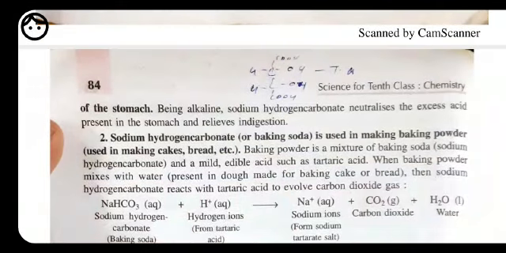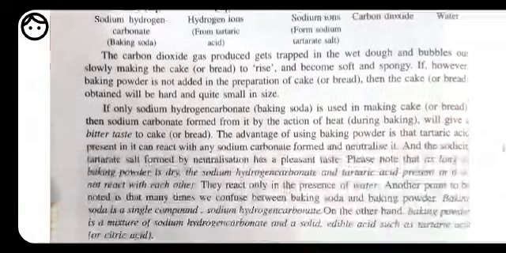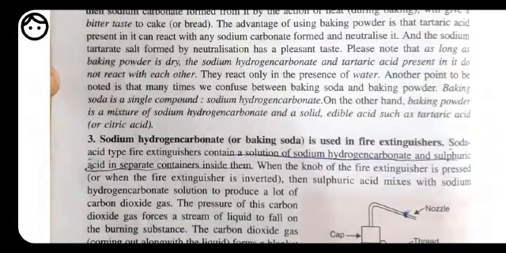Secondly, this hydrogen carbonate is also used as baking powder, which is actually not the purest form of baking soda. Here we add some amount of tartaric acid to make it edible. Next use of sodium hydrogen carbonate is in the fire extinguisher. A soda-acid type fire extinguisher contains a solution of sodium hydrogen carbonate and sulfuric acid in separate containers inside it. So it is also a very important use of baking soda, that it is used in the fire extinguisher also.